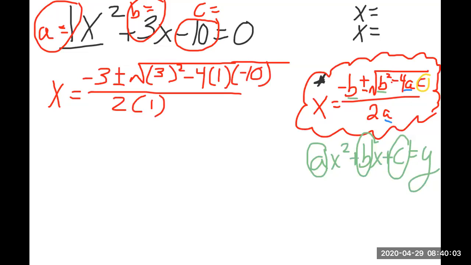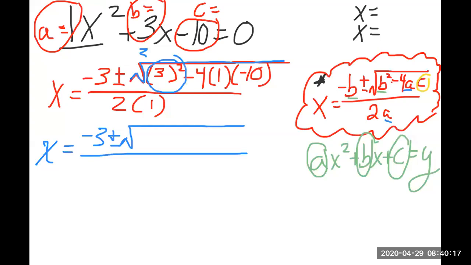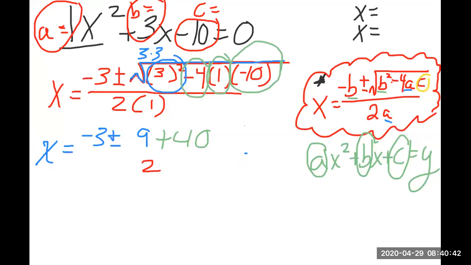Now for the math part, we're going to start by simplifying what's under this square root sign. So I'm going to leave that negative 3 plus or minus the same. Here, 3 squared, remember that means 3 times 3, so that would be 9. I can use the calculator to solve this next part. I'm going to be doing negative 4 times positive 1, which is negative 4, and then that times negative 10, which is positive 40. So plus 40, and then that's all going to be over 2. 2 times 1 is 2. I'm going to erase this here to give us a little bit more room.